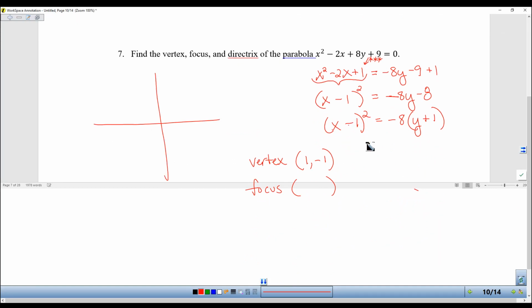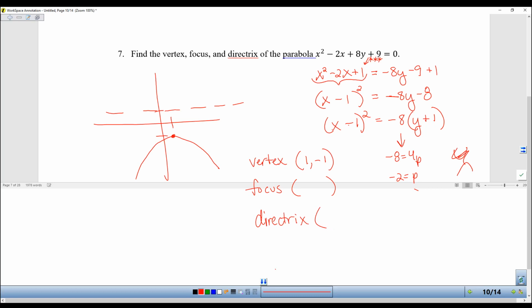So since it's an x squared, I know it's going up or down. And since it's negative, I know it's going down. So I just plot my vertex, 1, negative 1, and then I just draw a little picture of it going down. I find 4p. So negative 8 is equal to 4p. P is equal to negative 2. And then I try and picture it. If here's my vertex, then the directrix must be up 2. It's right there.